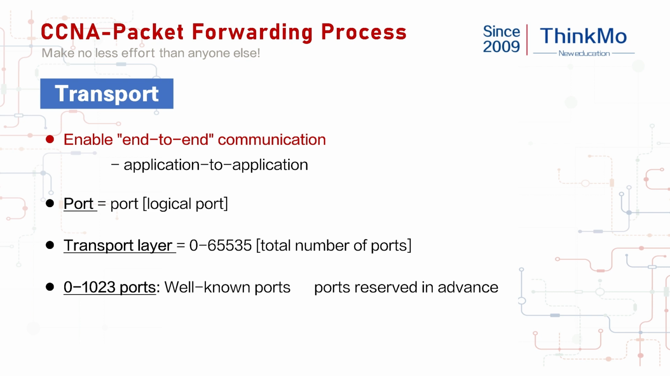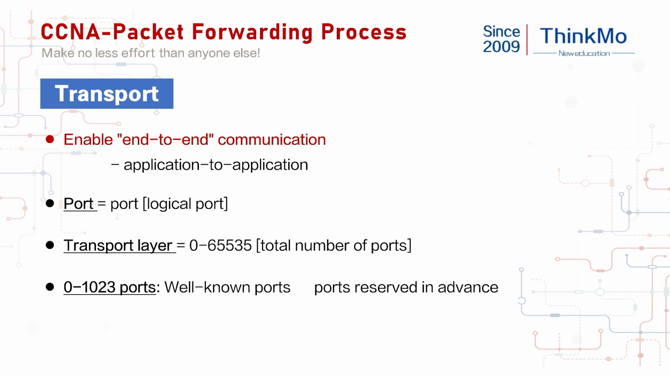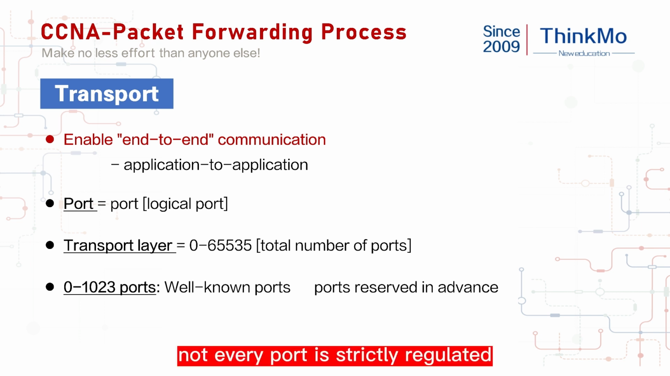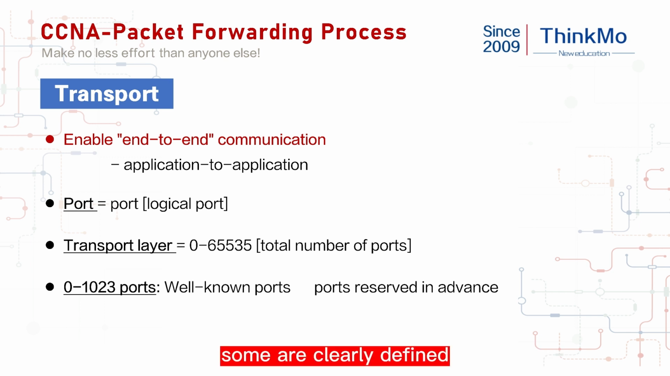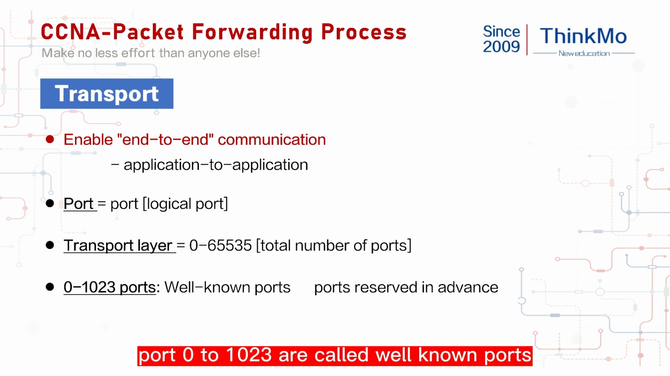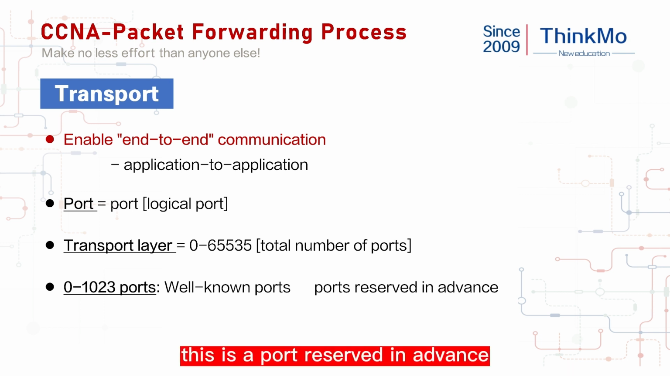Each port can uniquely target a service. But not every port is random, and not every port is strictly regulated. Among the more than 60,000 ports, some are clearly defined. Ports from 0 to 1023 cannot be used at will. Ports 0 to 1023 are called well-known ports. They cannot be used casually. These are ports reserved in advance.